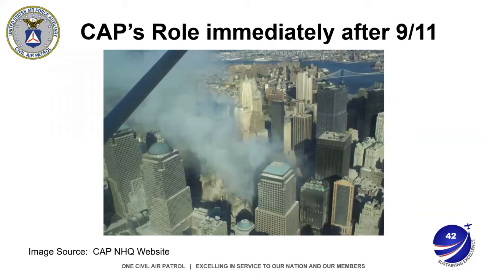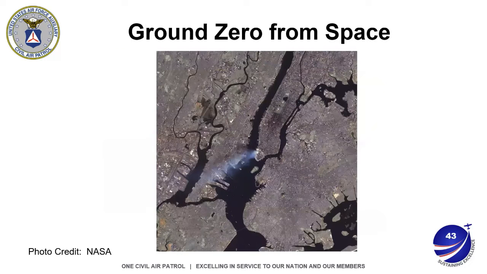And this is one of the photos of Ground Zero that was taken immediately after 9/11 by one of the CAP air crews. Now you'll notice this plume of smoke there, how it goes high up into the sky. That plume of smoke could be seen from space in this photo that was taken by NASA.